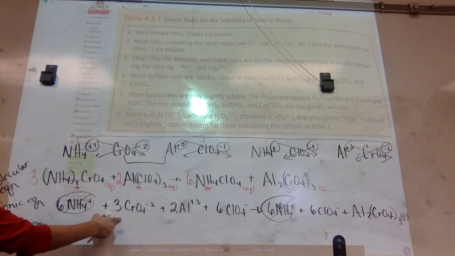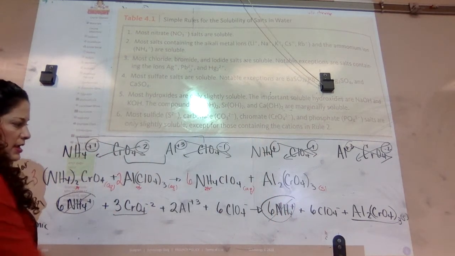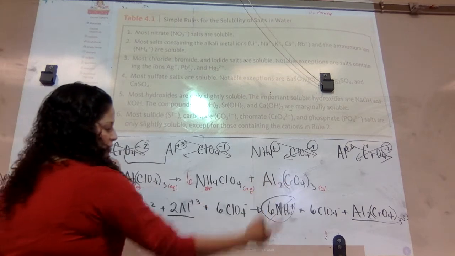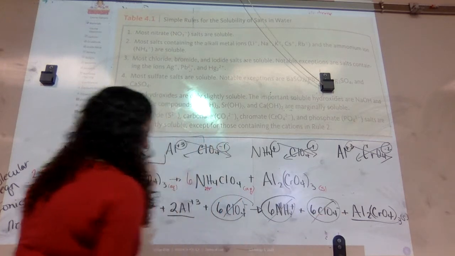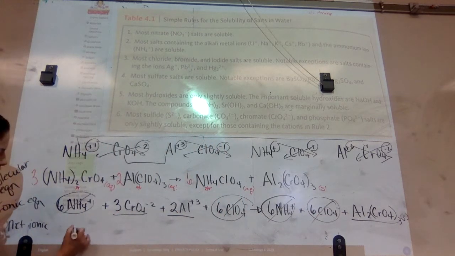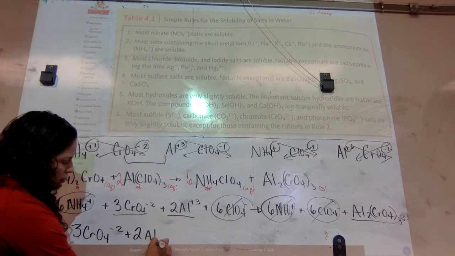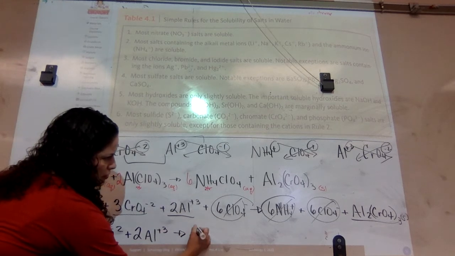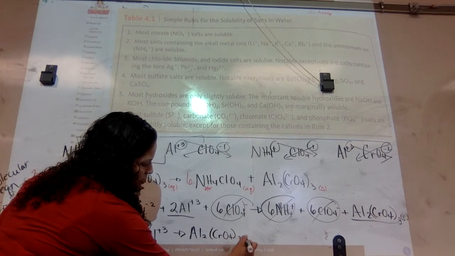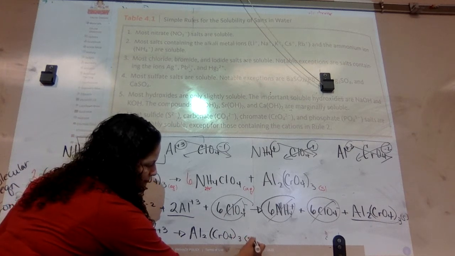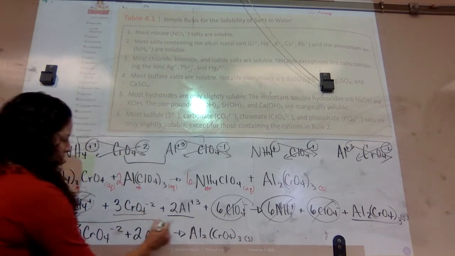All right, I got 3 chromates here, but it's in solution over there because that's where I form precipitate. So that guy's going to stay here. I have 2 aluminums here, but he's in a compound over there, so he's going to stay there. I have 6 perchlorates here and 6 perchlorates there, so that's going to cancel out. So my net ionic equation is going to be 3CrO4 with a -2 charge plus 2 aluminum ions reacts to produce Al2(CrO4)3, and he's a solid. I don't know why I put an extra parentheses, sorry. So there's your final answer.